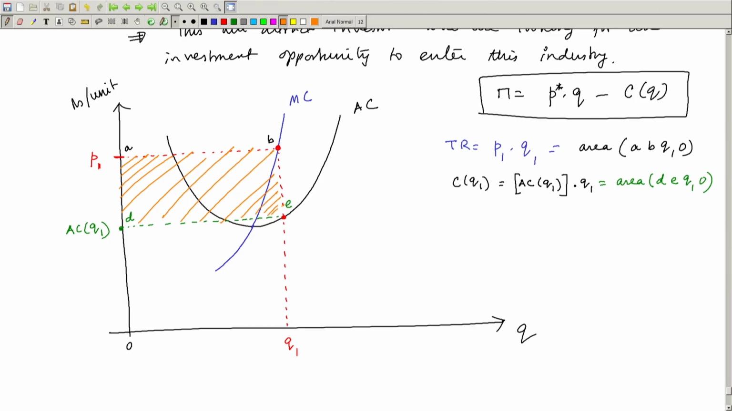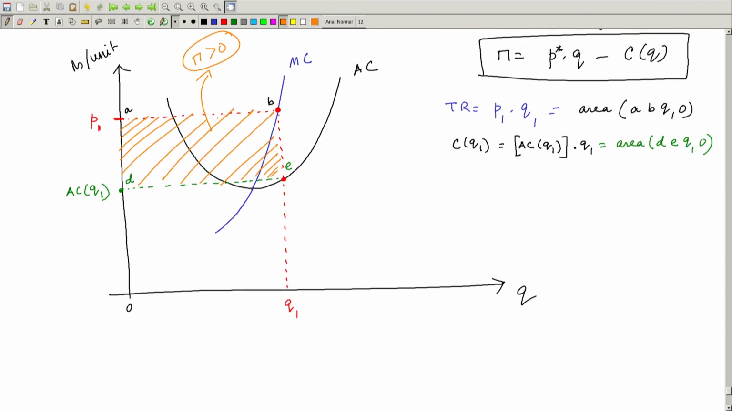This is the profit, right, and this profit area is going to be greater than 0. So, this is a profit which is going to be greater than 0. Now, similarly, if I look at a scenario where the profit is negative, well, when will the profit be negative? The profit is going to be negative when the price is lower than the minimum average cost. Let us try and draw that graph also.